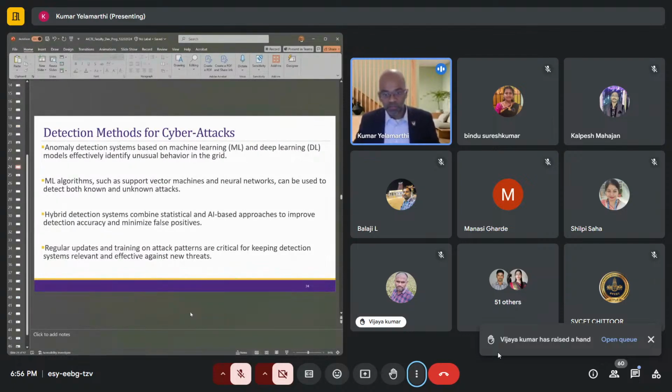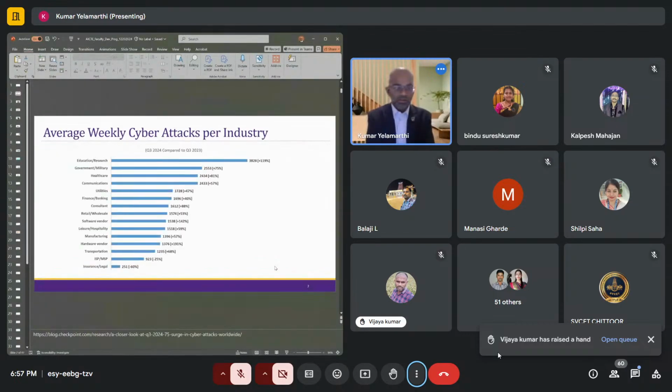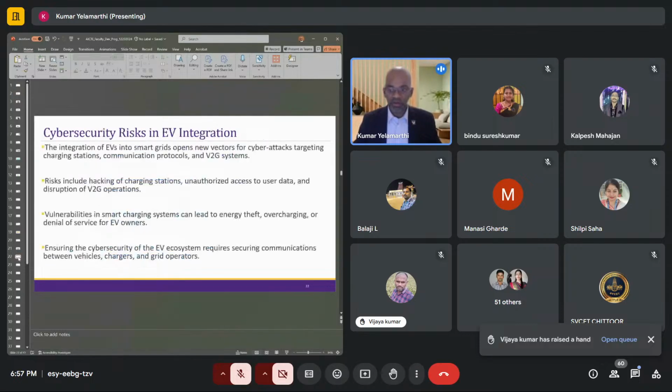Detection methods. There are many detection methods for cyber attacks, but the point is, these attacks, as I showed you earlier in the first few slides. Oh, I don't think you have seen that. Here is the slide I showed earlier. This talks about the average cyber attacks per week per industry. The percentages show the increase from year to year. The number of attacks is increasing, and the percentage of attacks is increasing in each industry, right?